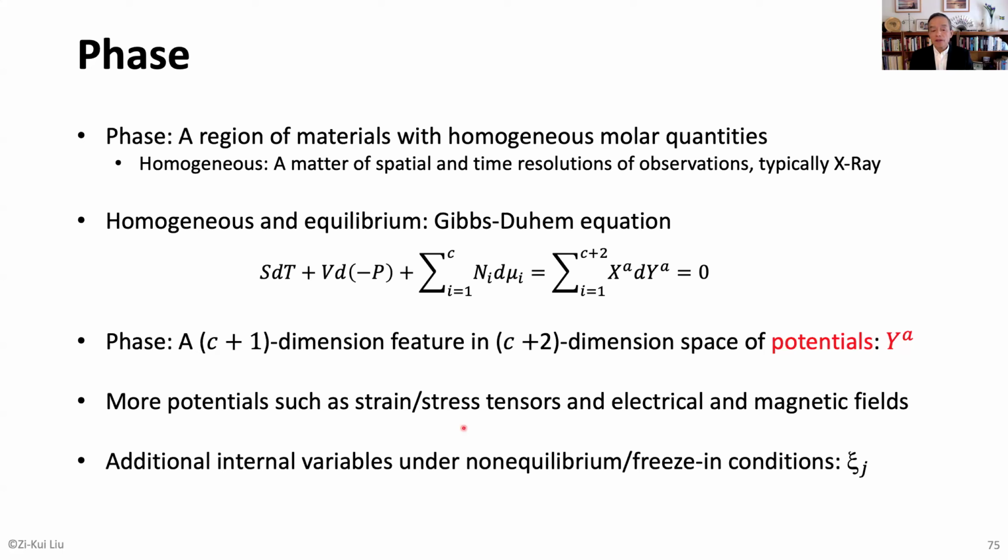And of course, we may also have internal variables, right? The system may not have full equilibrium or freeze-in conditions, as we talked about before. Then you could have more dimensions, right, for freeze-in conditions. But let's focus on only the C+2 potentials, with a C+1 dimension feature representing a phase in this C+2 dimension space of potentials.